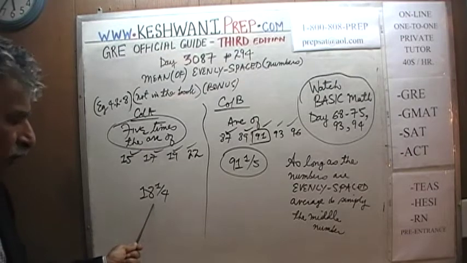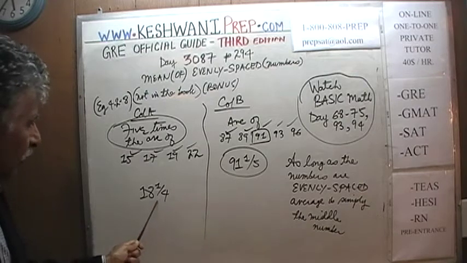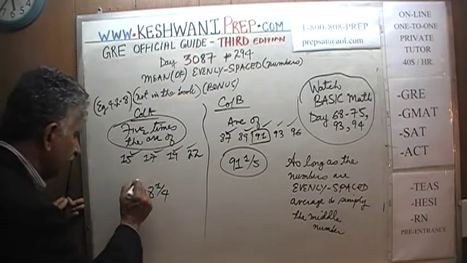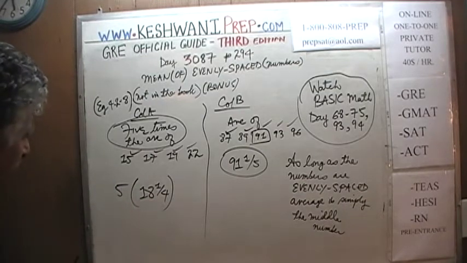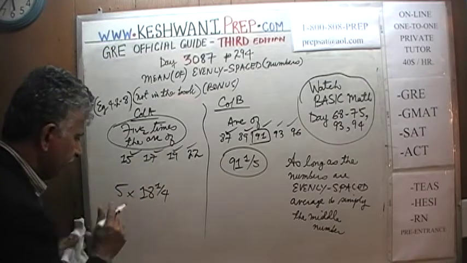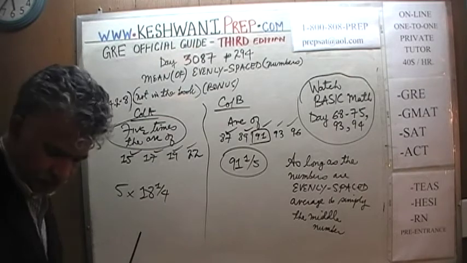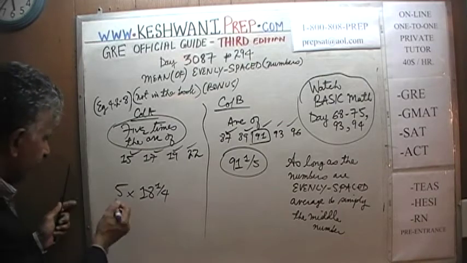But that's not enough. We are not comparing the average of these four numbers versus the average of these five numbers. We are told to find 5 times the average of these numbers. So we have to multiply this by 5. Let's do that, shall we? I'm going to remove the parentheses and put the multiplication sign so it doesn't get too crowded. And let's figure out 5 times the figure.